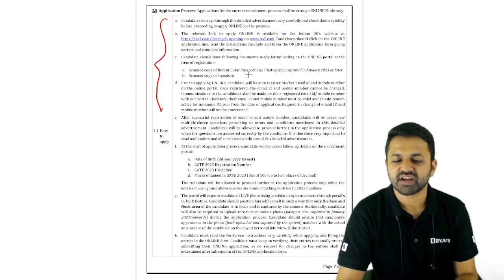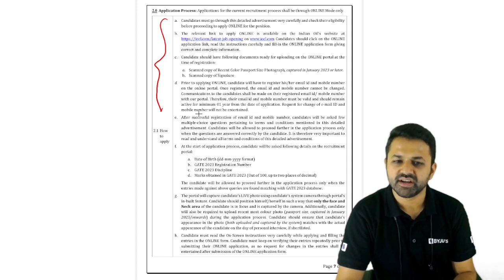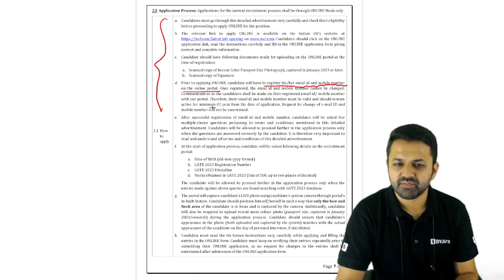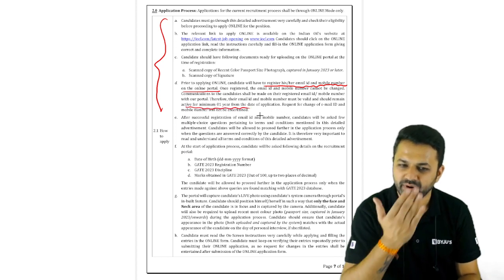A scan copy of the color passport size photo will be required, and a scan copy of the signature will be required. Prior to applying online, you have to register with your email ID and mobile number on the online portal, and they will send some messages also. A minimum of 1 year activation should be there for the email ID and mobile number.